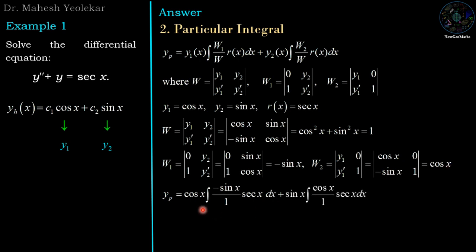Then yp equals y1 equals cos x, w1 equals minus sin x, w equals 1 and rx equals sec x, plus y2 equals sin x, w2 equals cos x, w equals 1 and rx equals sec x dx. Now if we simplify, then minus cos x, sin x by cos x is equal to tan x. Now integrate, so yp equals minus cos x, integration of tan x is ln sec x, sin x into integration of 1 is x, so x sin x. So this is yp for the given differential equation.